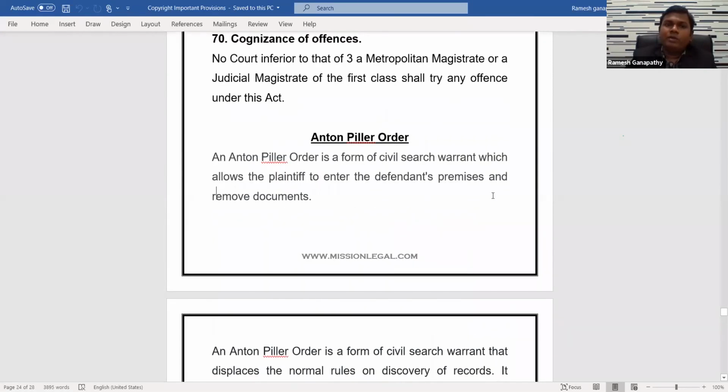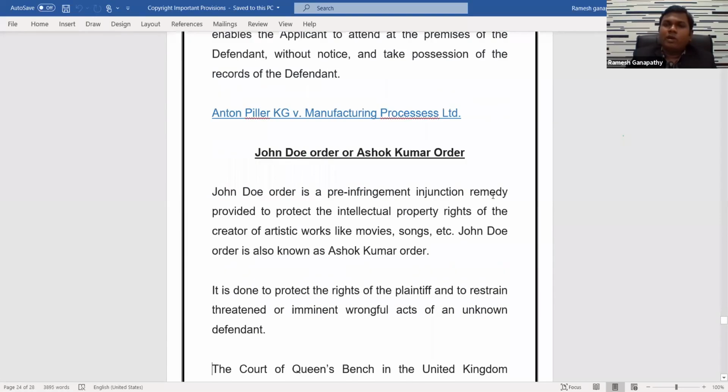The very next important thing is John Doe order. It is also called Ashok Kumar order. Several of my friends told me that in the last exam they asked a question about Ashok Kumar order or John Doe order. As the name suggests, it's a very common name. John Doe is a name, from a British case. John Doe is a very common name in every street or every place. You have one or other John Doe, like we have common names like Ashok Kumar or Ramesh, Suresh. So that is what it refers to.